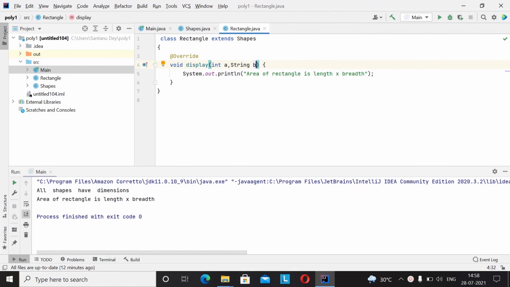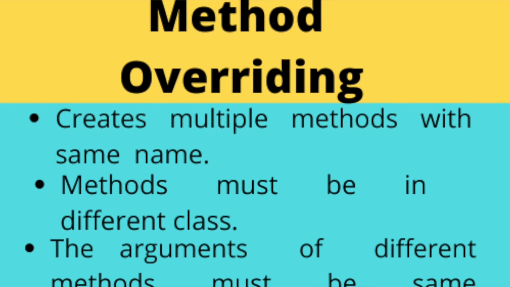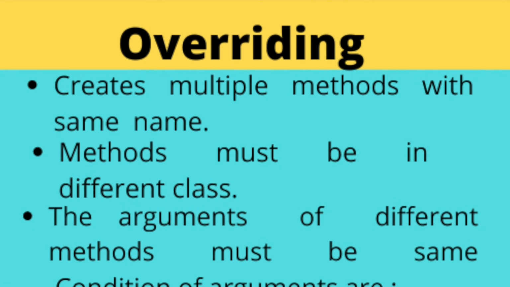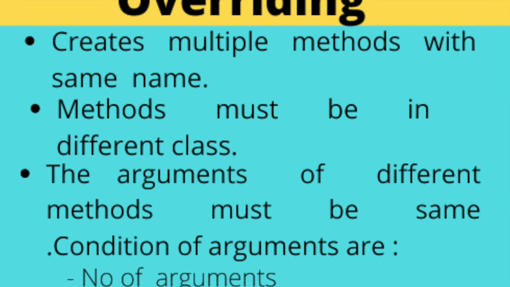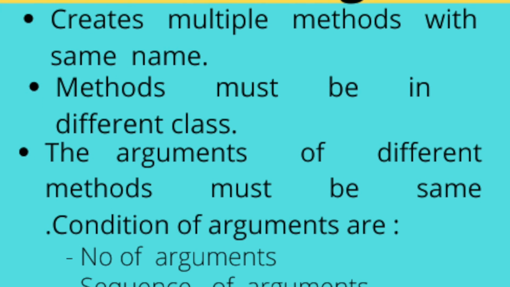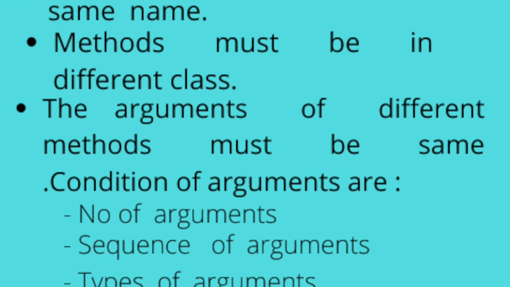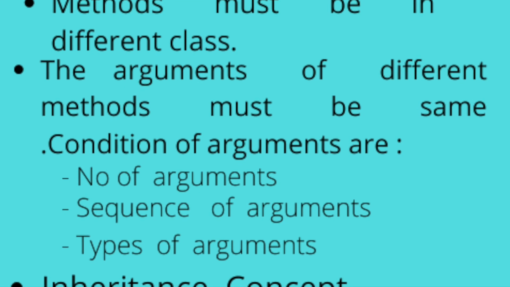The last but not the least condition of method overriding is inheritance. Is-a relationship exists in method overriding. Thus, in order to achieve method overriding, the two or more methods must have the same name, they must be in different classes, they must have same arguments. Arguments refer to number of arguments, types of arguments, sequence of arguments, and one class must inherit the properties of another class. Then only method overriding is possible.